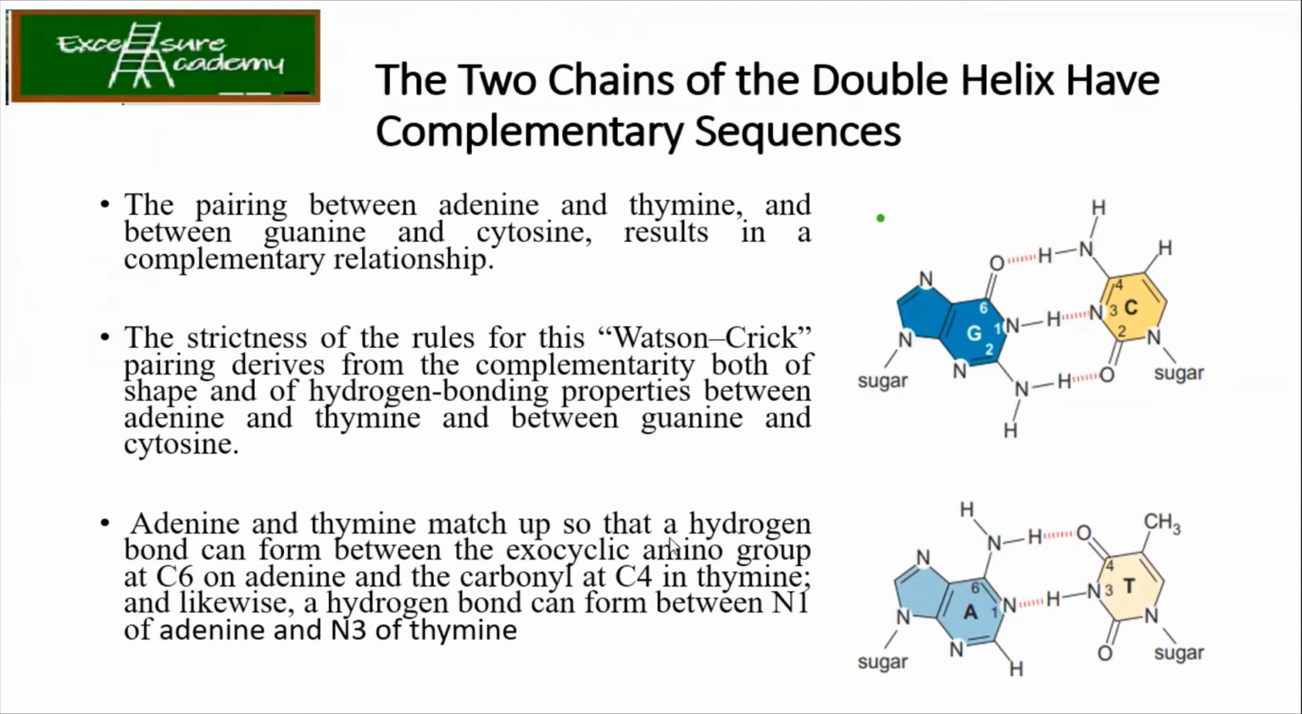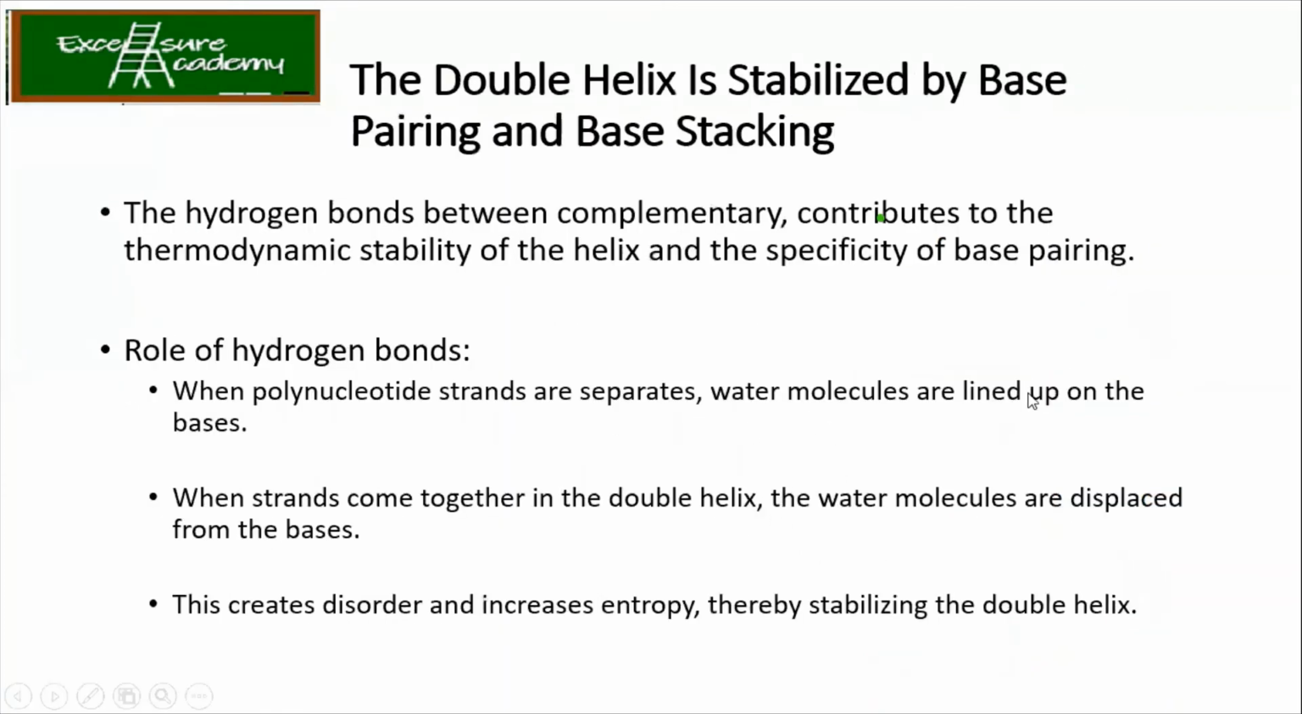So this is the reason. This numbering and all you need to remember. There's nothing else to explain over here. Okay, so now the double helix is stabilized by base pairing and base stacking. This is important. We know that DNA is more stable as compared to RNA and protein. Now why is it more stable? One of the basic reasons is the hydrogen bonds.